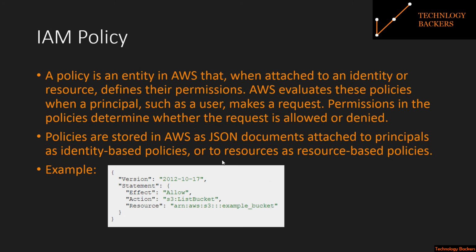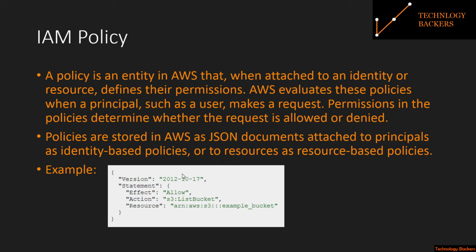What is an IAM policy? A policy is an entity in AWS that, attached to an identity or a resource, defines their permissions. AWS evaluates these policies when a principal, such as a user, makes a request. Permissions in the policies determine whether the request is allowed or denied. Here, the policies are stored in AWS as JSON documents, attached to principals as identity-based policies or to resources as resource-based policies.